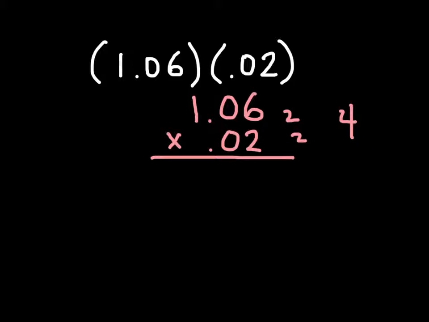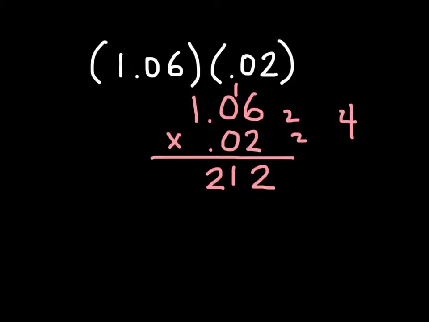Now let's multiply. 2 times 6 is 12, carry the 1. 2 times 0 is 0, plus 1 is 1. And then 2 times 1 is 2. Now 0 times any number is 0, so I don't need to multiply those.